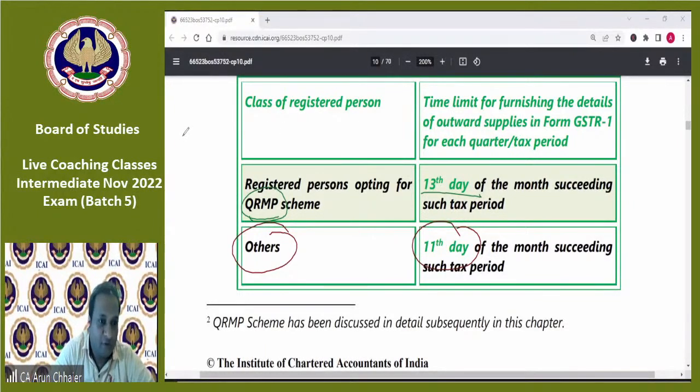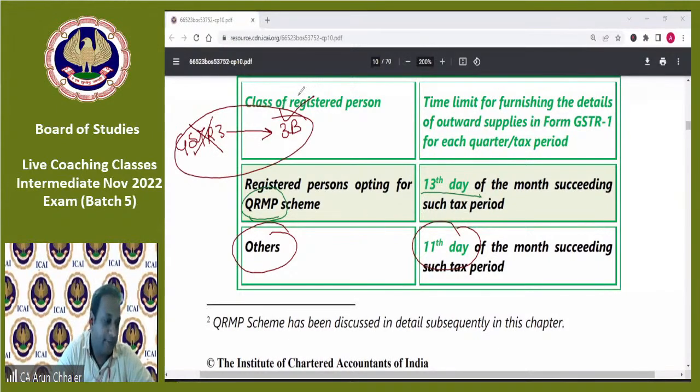Please forget the concept of the GSTR 3. The GSTR 3B has replaced the GSTR 3. Now the GSTR 3 is not there; in its place, there is GSTR 3B. GSTR 2 is not there. And GSTR 1 is there.